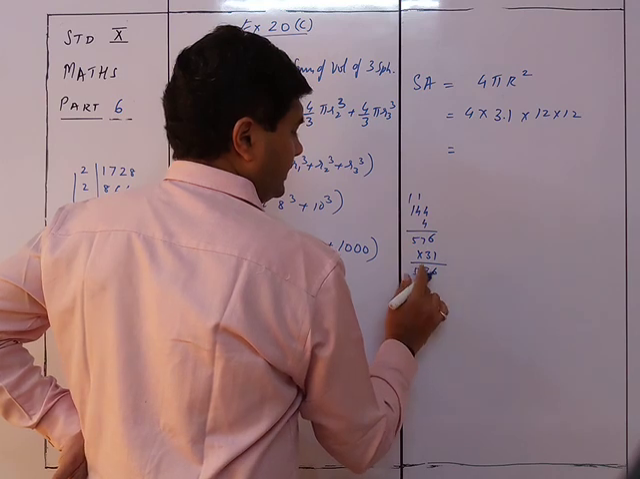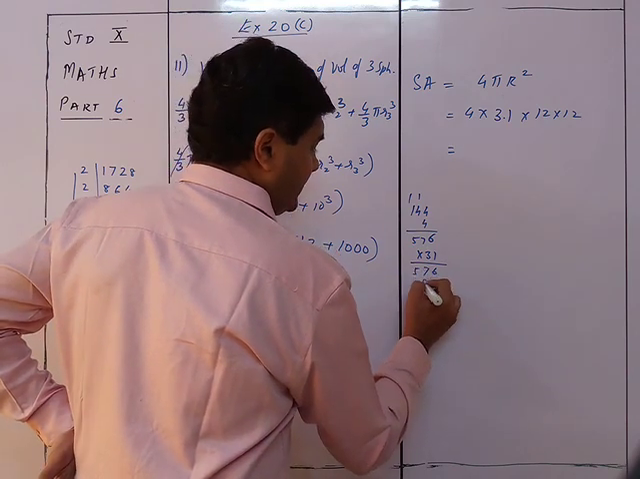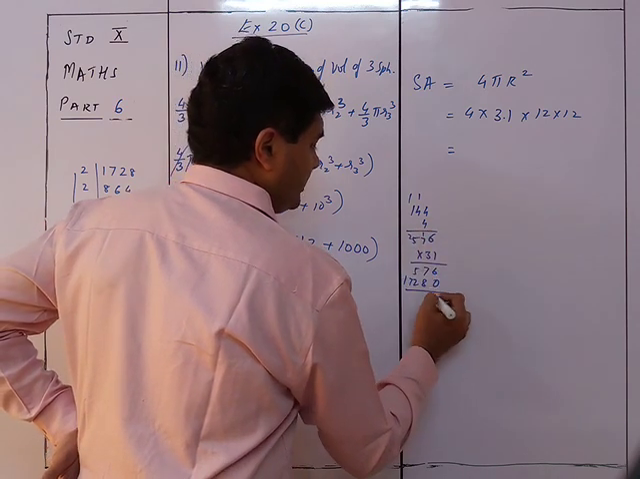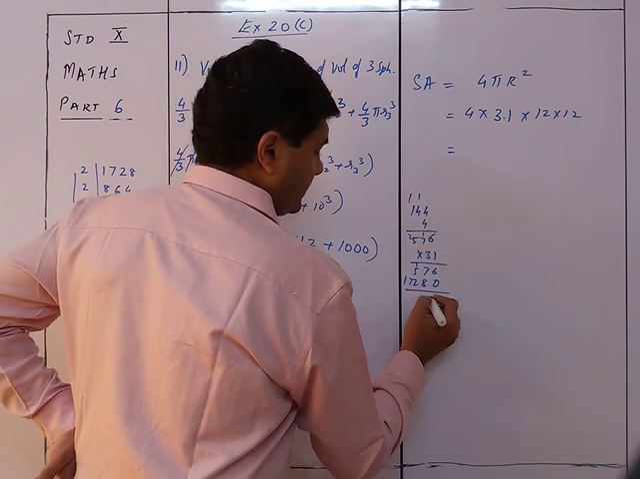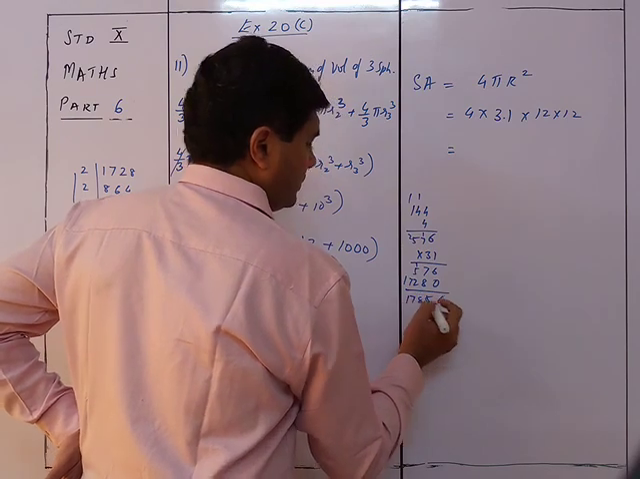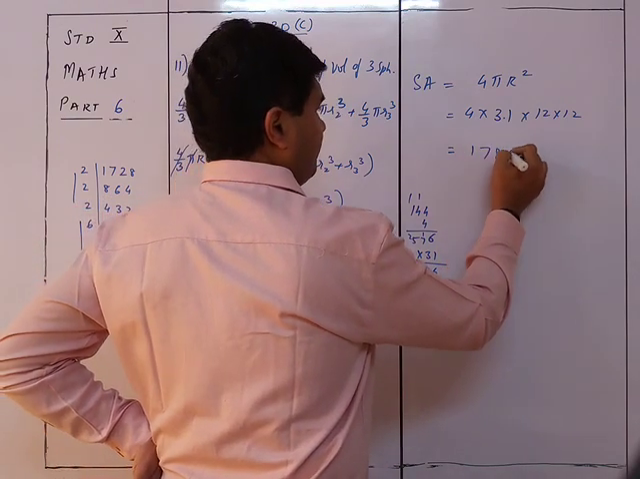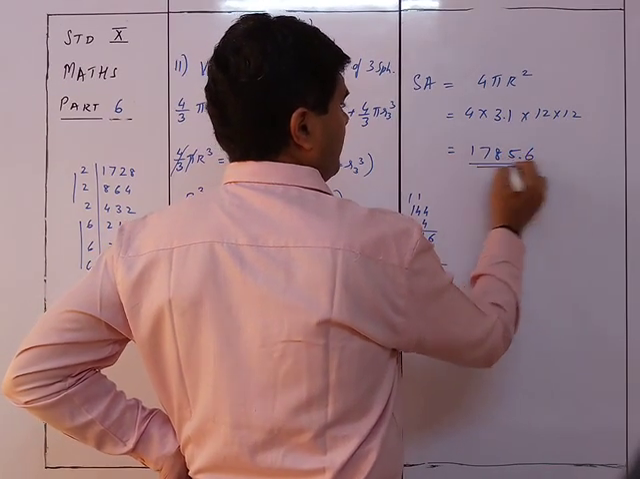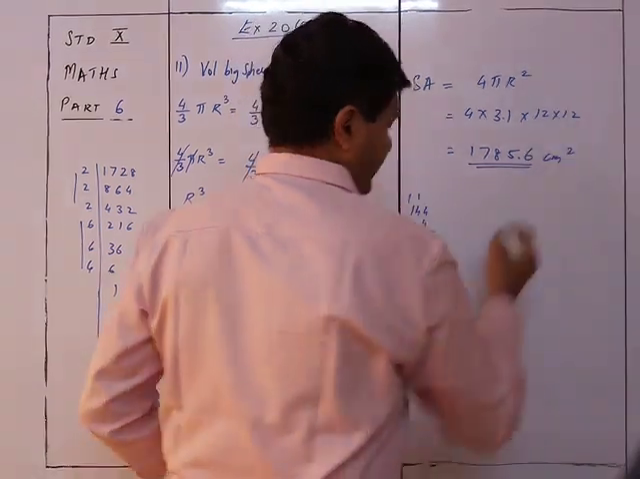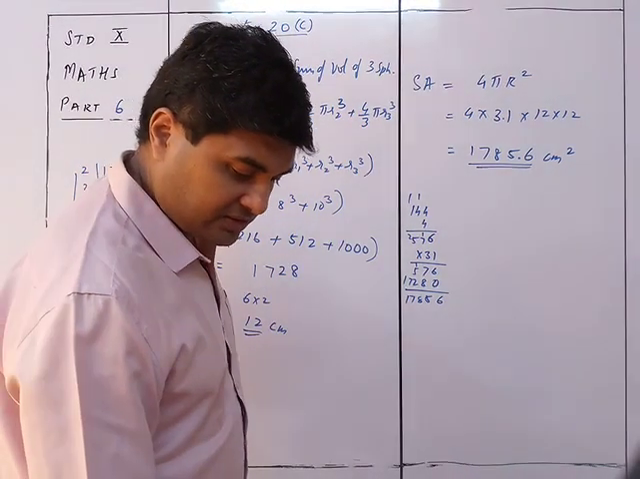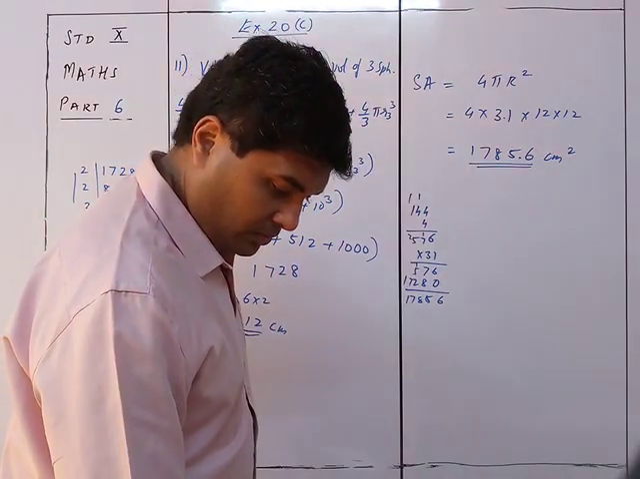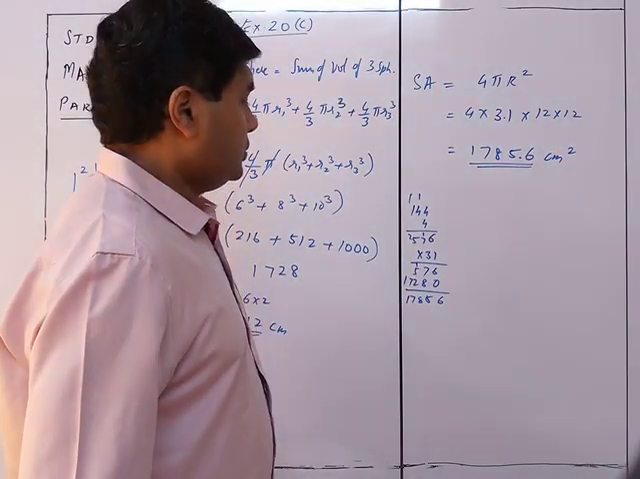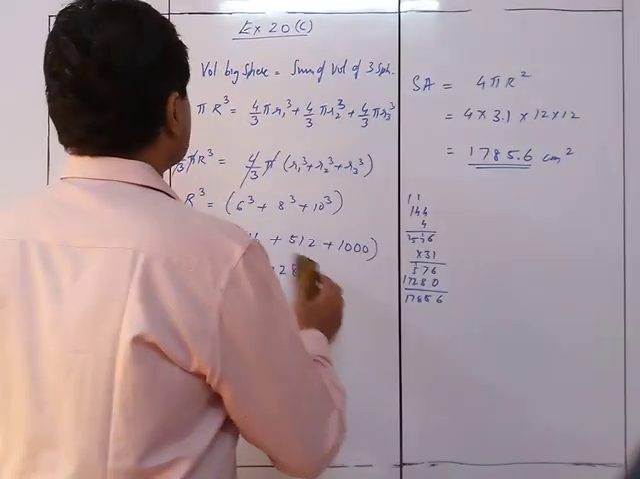675, and then I need 0, then 6 18, 21, 22, and 15, 16, 17. So that will be 6, 15, 8, 7, 1. So 17856. So it is 1785.6 centimeters square. Just check up. I think that was the answer. 1785.6 centimeters square. So this was sum number 11.